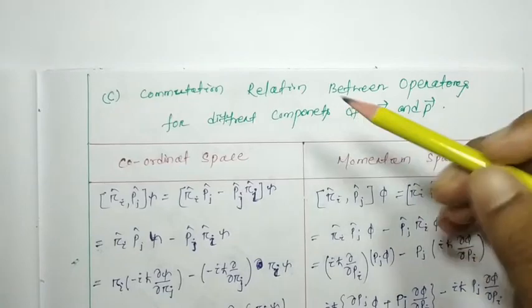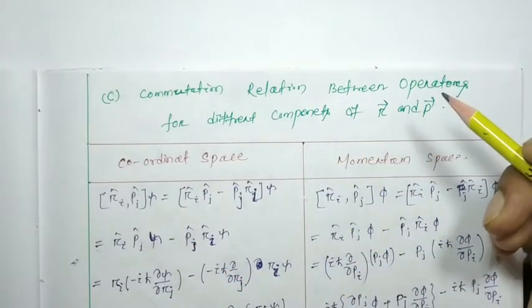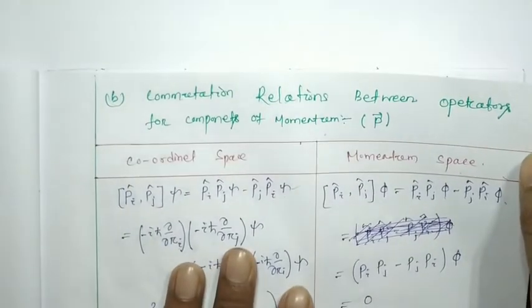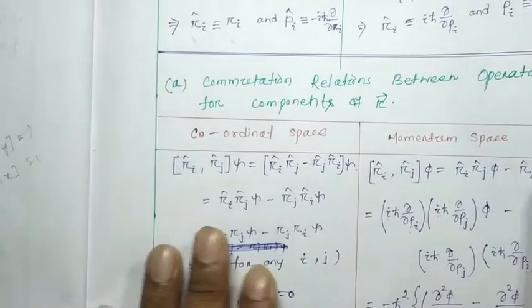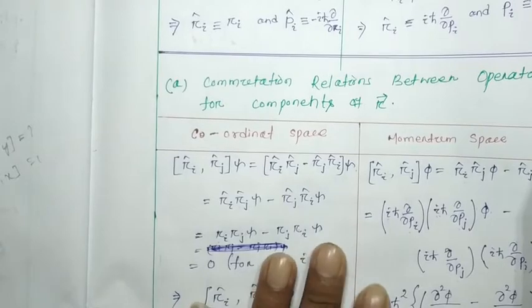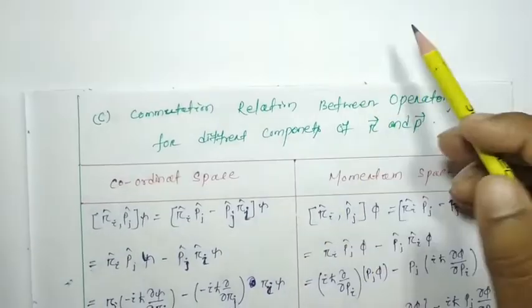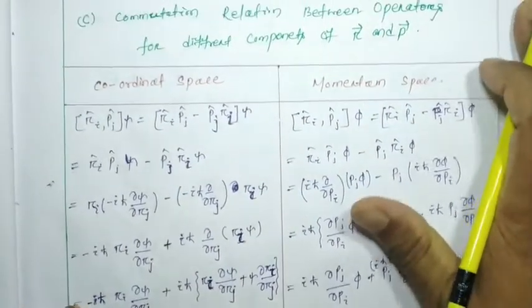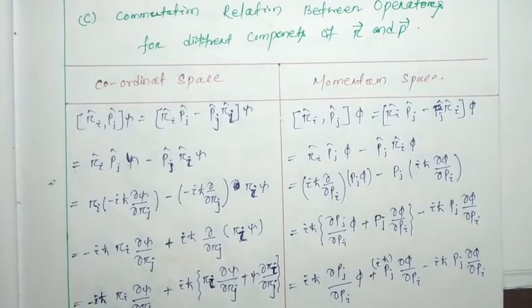Before, we have considered the components of either position or momentum. The second one is the momentum components commutation, and the first one we considered was the commutation of positions of the particles in coordinate and momentum space. Now we are going to consider the components of position and momentum, in coordinate space and momentum space.